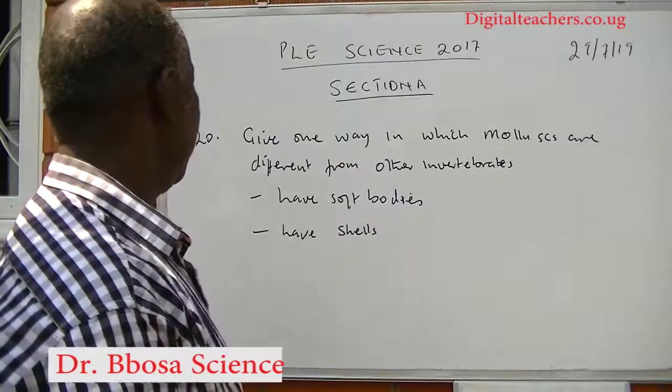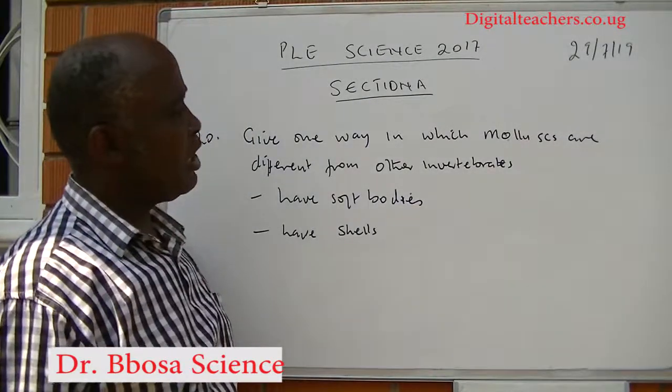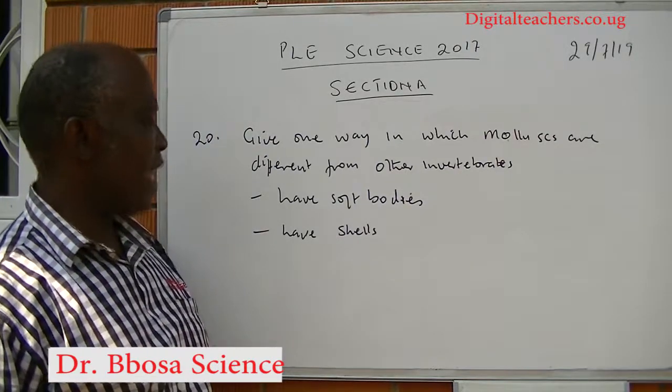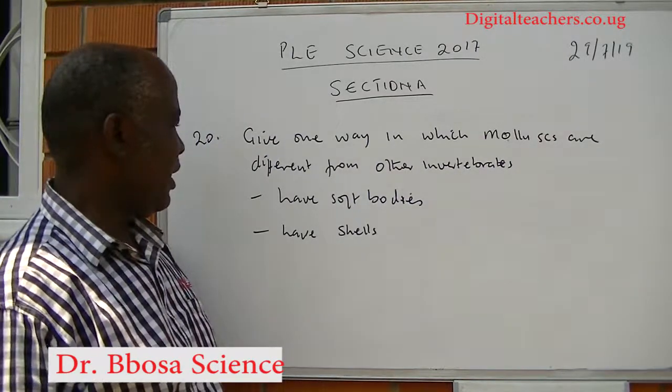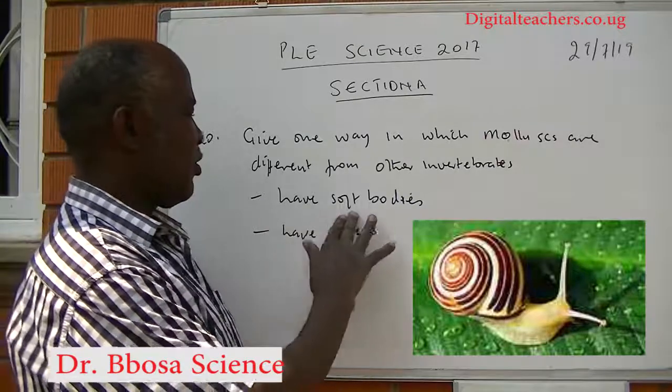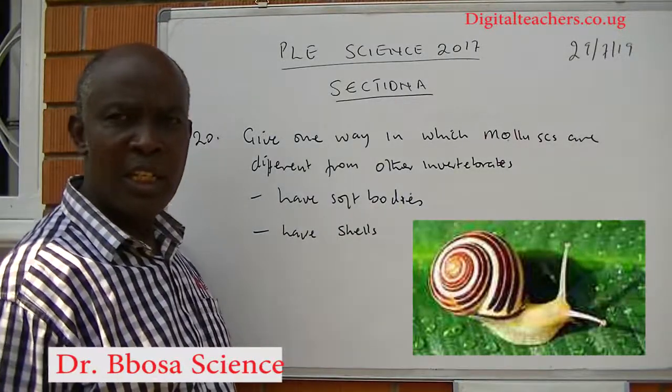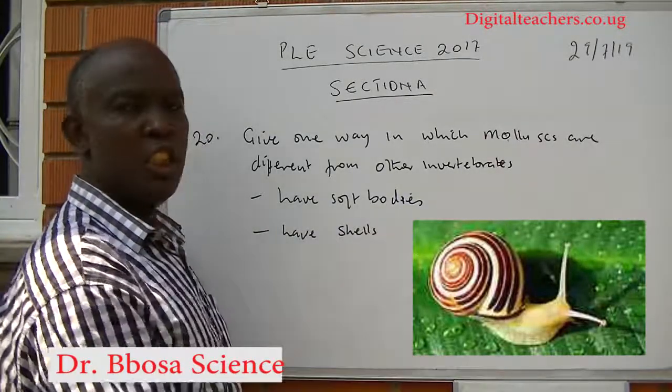Number 20, give one way in which mollusks are different from other invertebrates. They have soft bodies. They have shells.